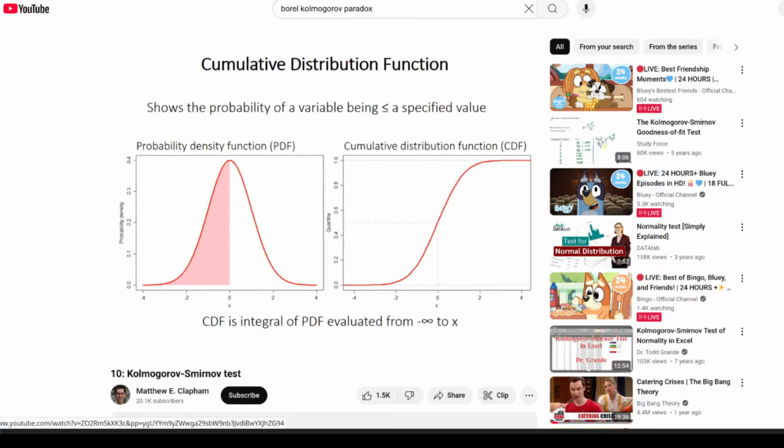The corresponding probability density function, shown on the left, corroborates that, in which half the area is indeed less than 0. So the cumulative distribution function is essentially an integral of the PDF evaluated from negative infinity to whatever value x.